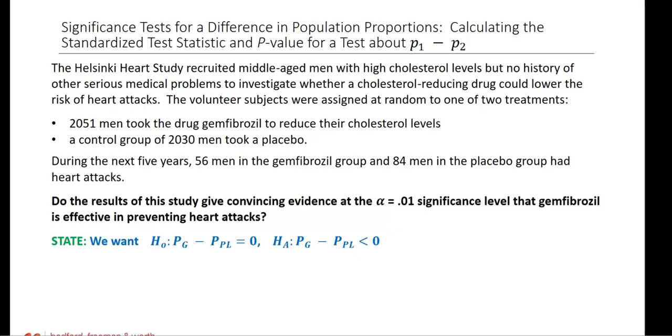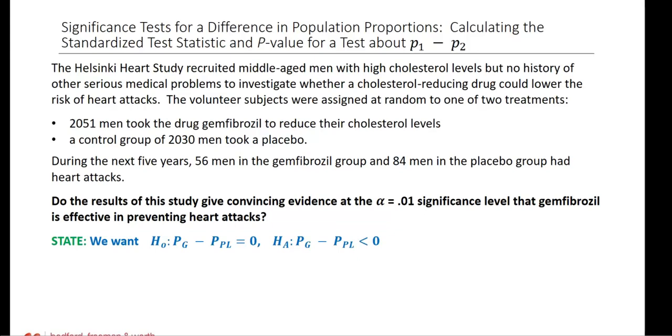Okay, so the null is, we think it's 0, right? It's always 0. I like how they used a subscript there, P of G subscript, and then P of placebo or PL. And then that's the null. The alternate, you could write a different way. You could say we think the rate of heart attacks is going to be less for PG than PL. So PG less than PL. That's the way I would probably write that one, but they did it that way. I'll show you the other way in just a second.